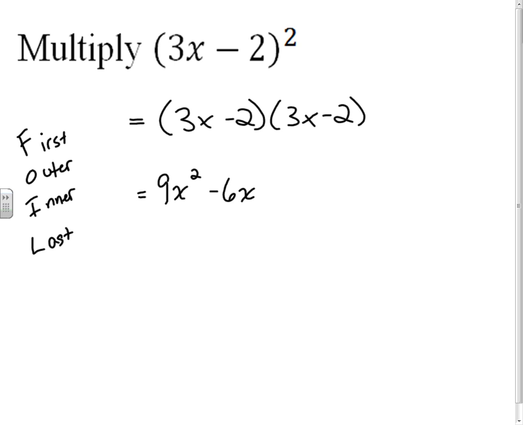Now the product of the inner terms. Negative 2 times 3x. That's negative 6x. And now the product of each last term. Negative 2 times negative 2. That's positive 4. So each of these four terms, when you do FOIL, is a product of two terms. So we have to simplify the middle. 9x squared minus 12x plus 4.